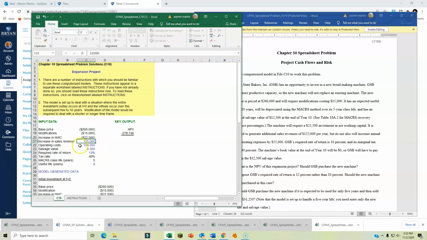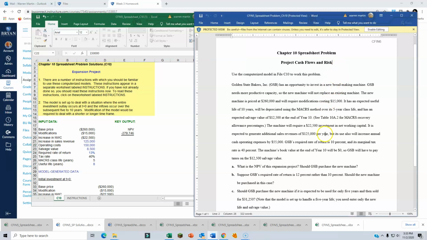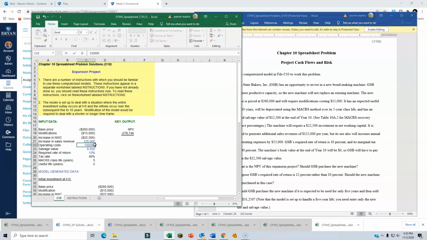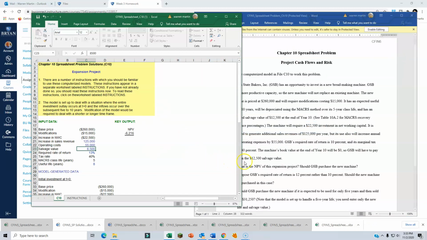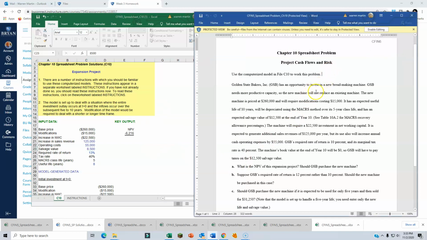Okay, and then the next thing we got is the operating cost. As you read through here, it will increase annual operating expenses by 55,000. So that's what this is right here, your new operating cost. Now I also have the cheat sheet here, which tells me that is the correct one, but without the cheat sheet, for this video we'll verify that all these answers are correct.